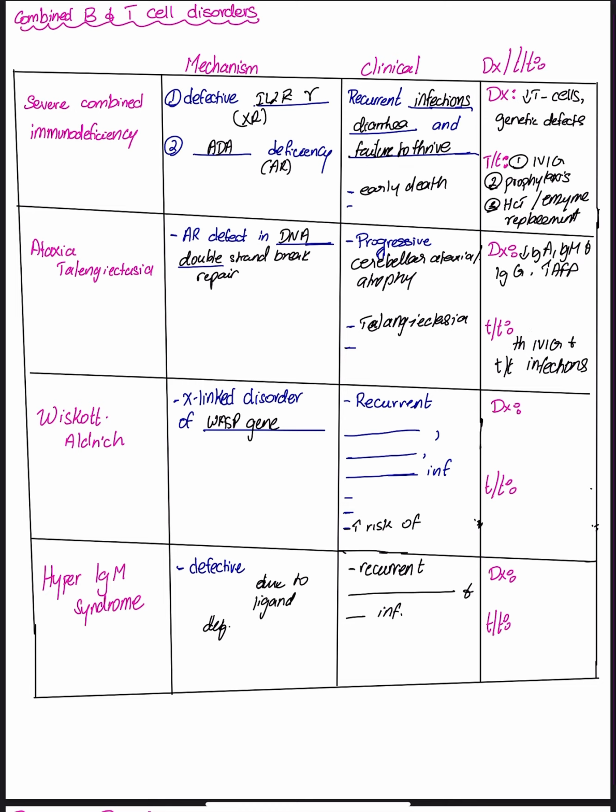And then you'll see recurrent bacterial, viral, and fungal infections. You can also see thrombocytopenia, so low platelets, and eczema. And you'll see increased risk of malignancy and autoimmune disease.